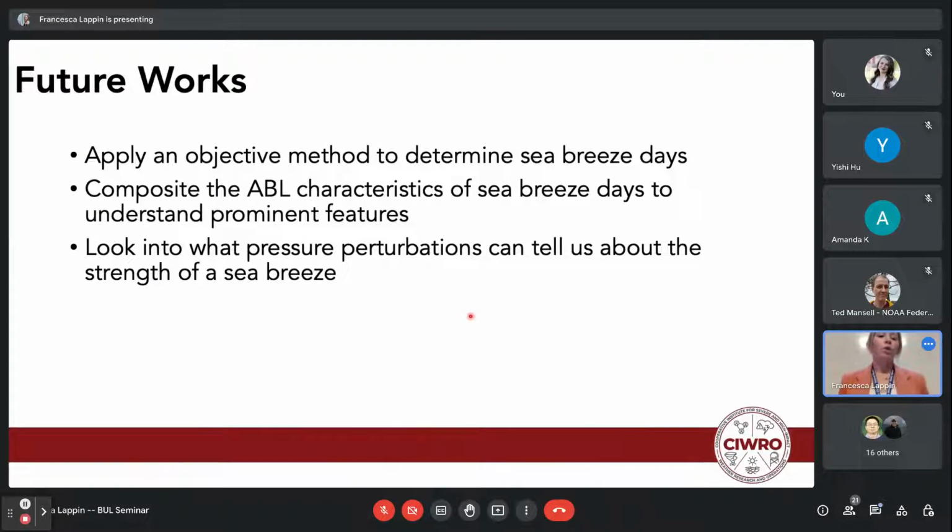And with that, the next steps are applying an objective method to determine the sea breeze days, because like I said, how I was doing it before was very subjective. And then composite those ABL characteristics of the sea breeze days to understand the time and height scales and the prominent features. And my next personal rabbit hole project is looking into what the pressure perturbations are telling us about the sea breeze strength and depth and how that's really impacting the environment.